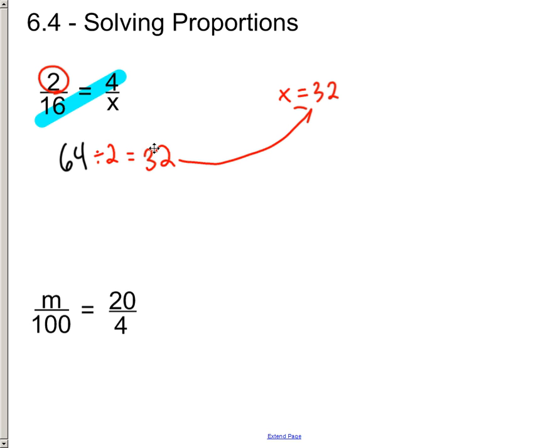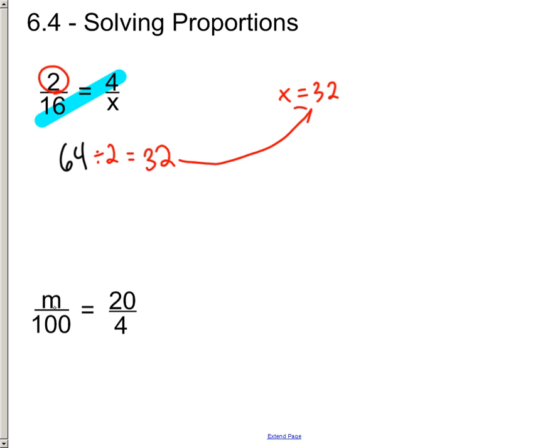And here's how you can check to make sure that you're right. 16 times 4 is 64. And what's 2 times 32? Because this x is a 32. 2 times 32 is also 64. So that works out. At times, they're going to move the variable or the missing number into a different spot.